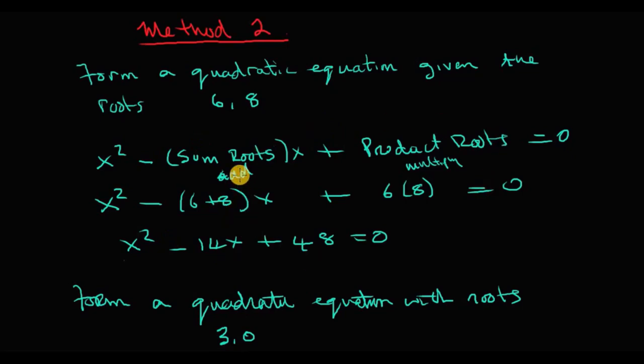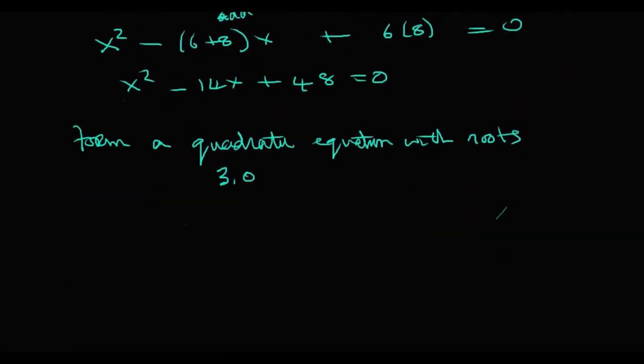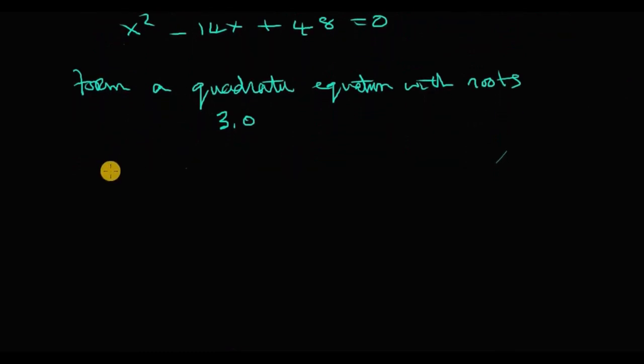This is quite a quick way to do it. Let's have a look at another example. Form a quadratic equation with the roots 3 and 0. So I'm going to get x squared minus the sum of the roots. I'm just going to write down sum, x, plus the product of the roots, and that's equal to 0.